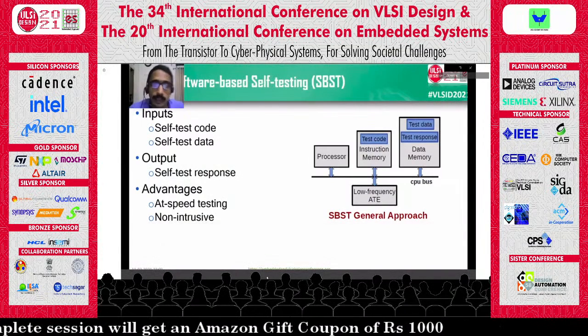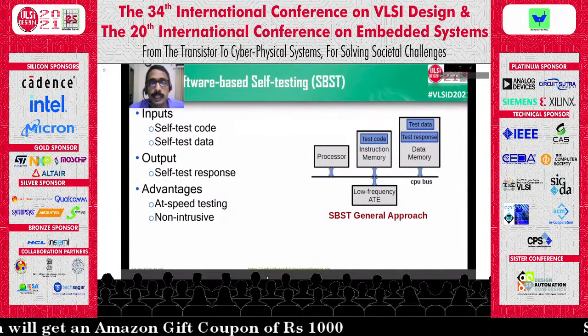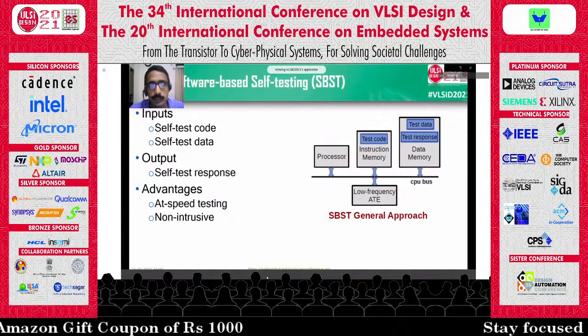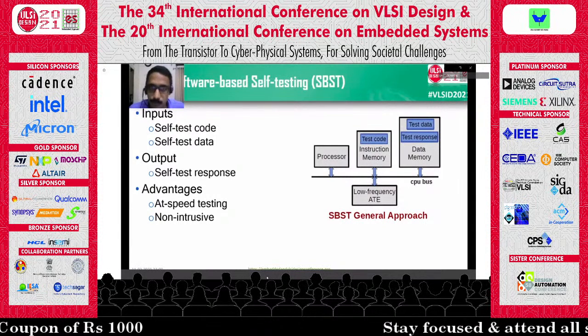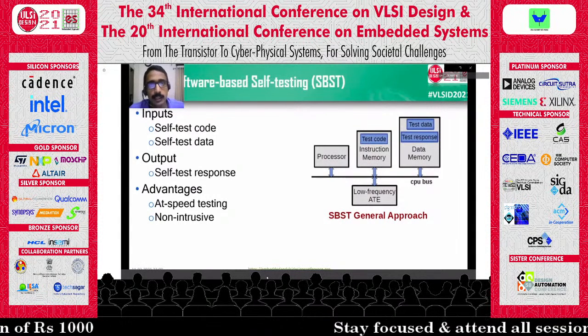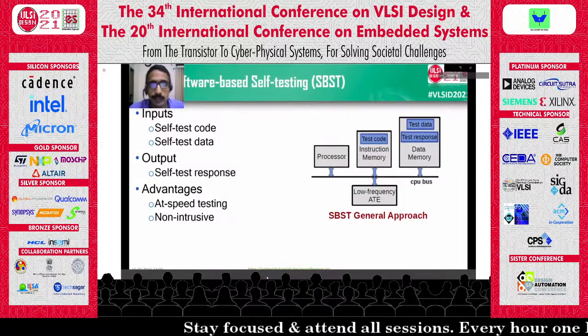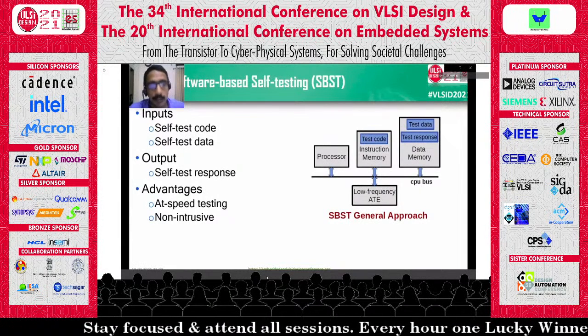Software-based testing is one of the most modern testing techniques for processors. In this technique, we execute normal sequences of assembly code instructions on the processor and get the response and compare this response with a golden response, that is, the expected response. If these responses match, we say that there is no fault. Otherwise, we declare a fault.